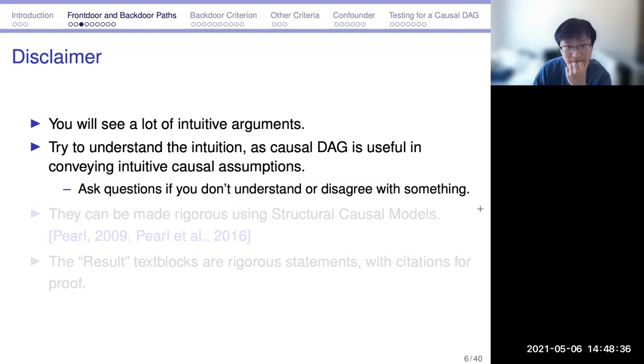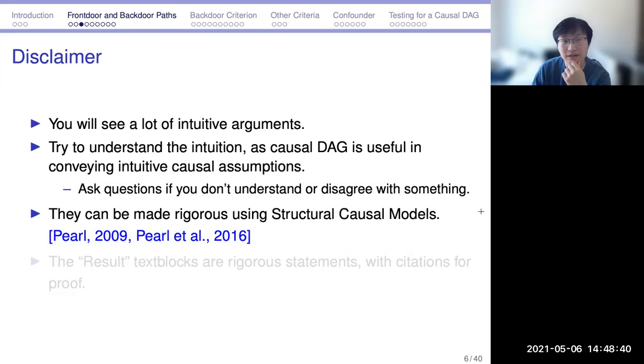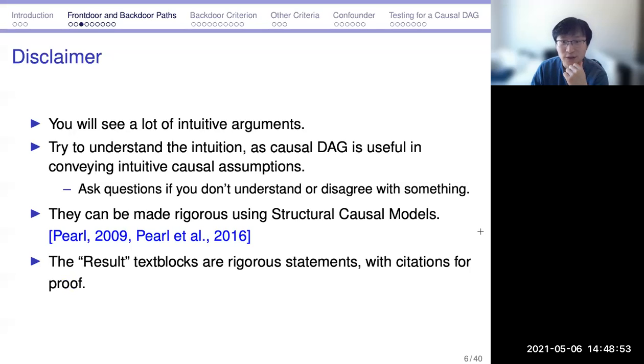And also, these intuitive arguments can all be made rigorous using the language of structural causal models. If you're interested, these are the references. And finally, when I put something as a result in the text block, these are actually rigorous, mathematically valid statements, and I'll provide citations for the proofs.